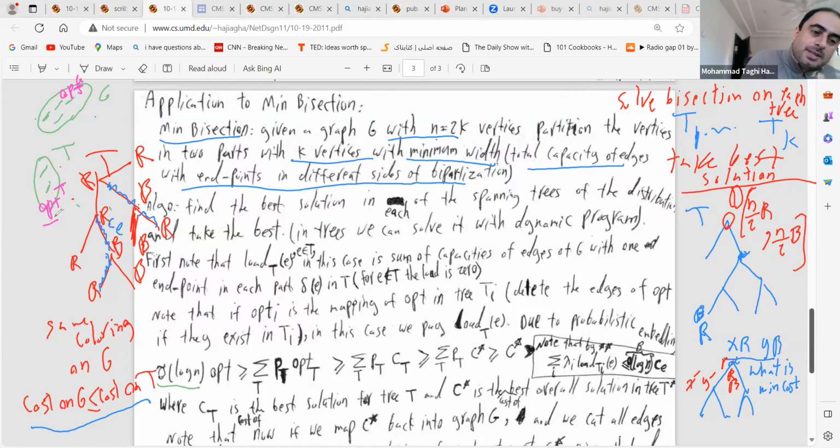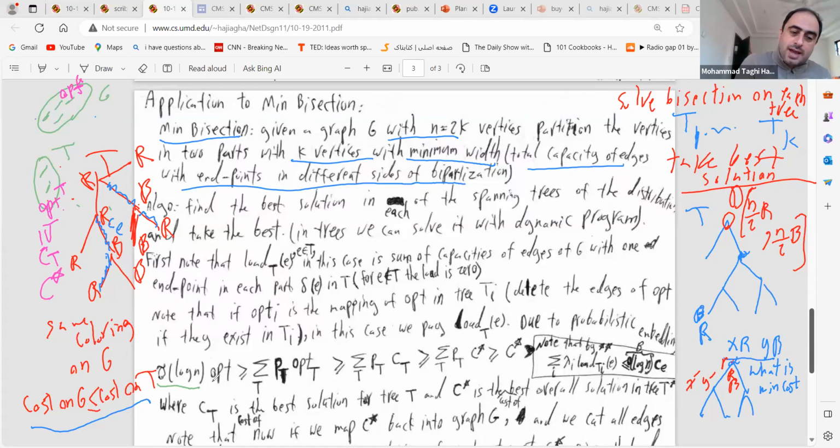And of course, the cost of this opt T would be greater than CT. What is CT? CT is the optimum solution for this tree that we can find using dynamic programming, because opt is just a solution versus CT, which is the optimum solution. And of course, we are taking C star, which is the best among all trees.